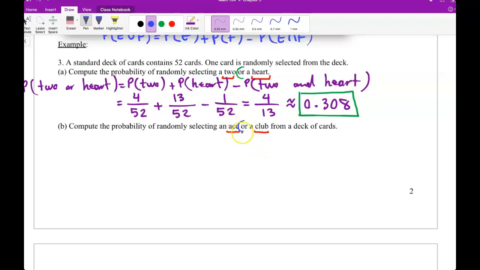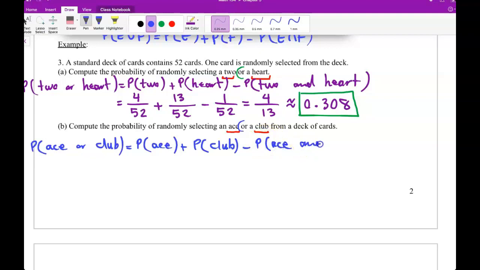So exactly same as last one. We have something in common. Again, adding each one, and then subtract what we have in common. Ace and club.